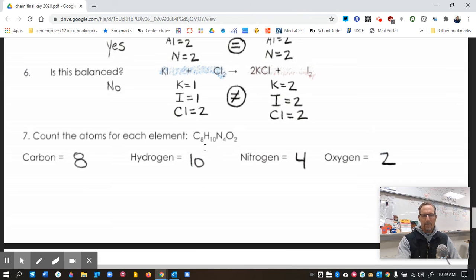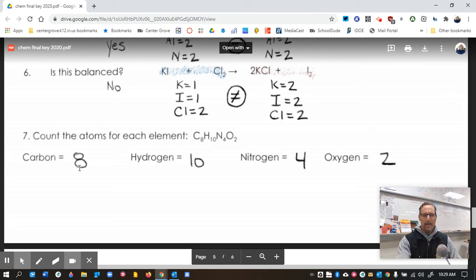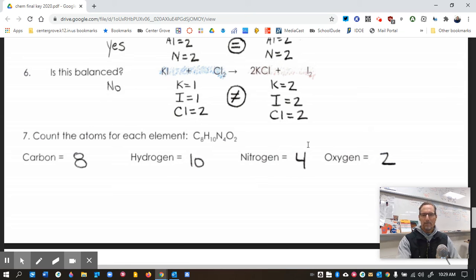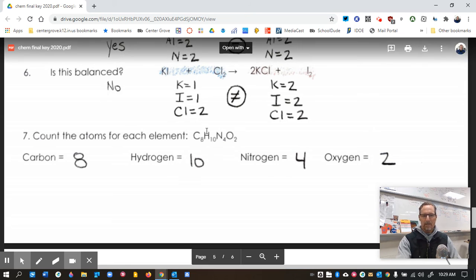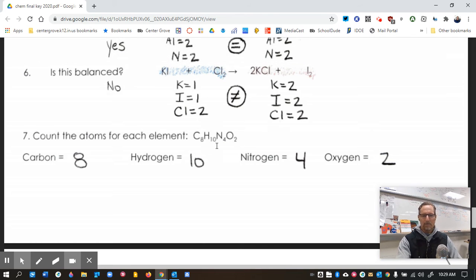So looking at this equation, there are 8 carbon, 10 hydrogen, 2 nitrogen, and 2 oxygen in that large molecule. It's a big one there.